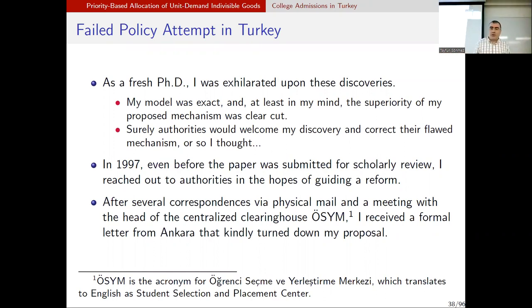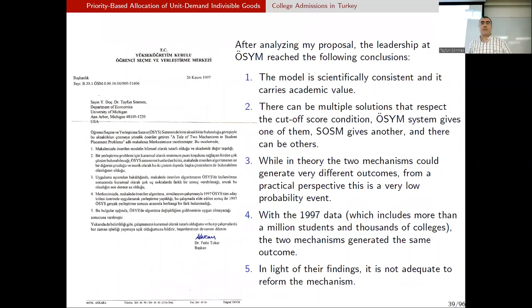After several correspondences by physical mail and meeting with the head of the centralized clearinghouse, I received a formal letter from Ankara that kindly turned down my proposal. Okay, so this is the letter, November 1997. And on the right side is the direct translation to English. So they say, the model is scientifically consistent and it carries academic value. Okay, good job.